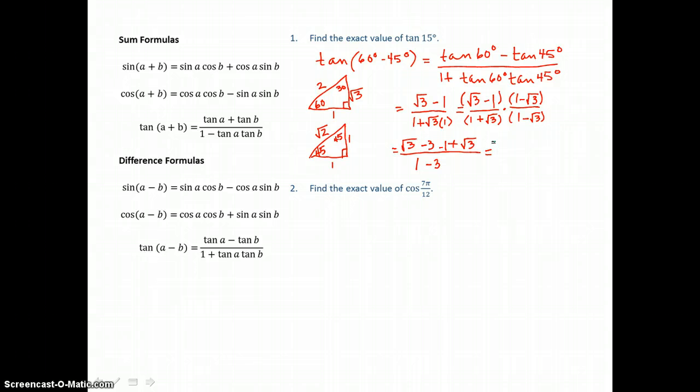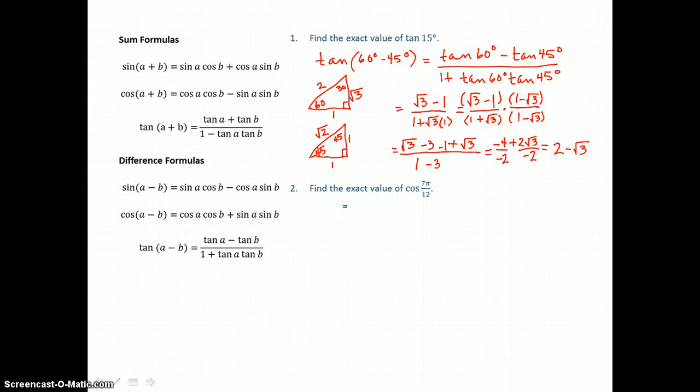And now adding like terms in the numerator, I'm going to get negative 4 plus 2 square roots of 3. And in the denominator I have negative 2, so I'll divide both terms in the numerator by that denominator of negative 2 so that I can simplify to 2 minus the square root of 3. Now this is my final answer. This is the exact value of the tangent of 15 degrees.